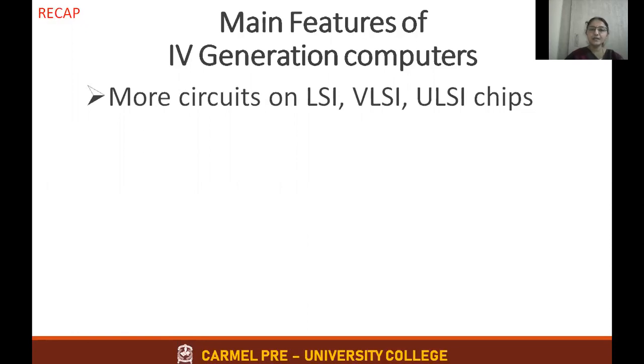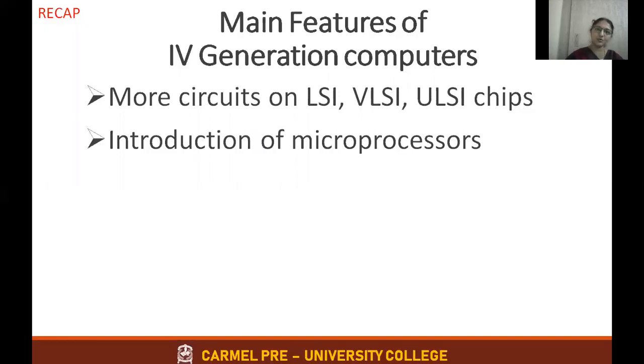LSI has a little more number of circuits compared to one IC chip. LSI is more powerful, more circuits are fabricated on a single chip, whereas in VLSI, very large scale, still more circuits are fabricated on a single IC chip. Ultra large scale has still many more circuits, so that means the chip was so powerful. Later on, during the fourth generation only, microprocessors were introduced.